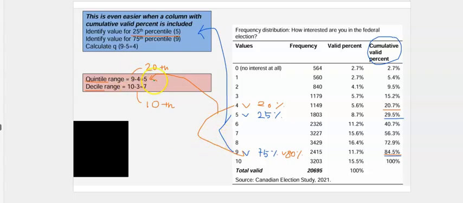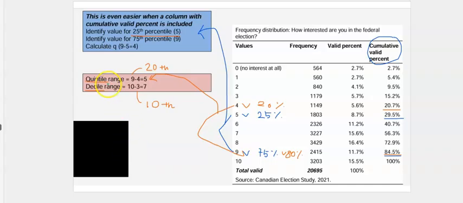And then quintile means each 20%. So 20% is here. So you will say that 4. And then the 9 is like 80%. So here is 80%. So 9 minus 4 is 5. So the quintile range will be 5. And then decile range is about 10%. So that is 10 minus 3, so it's 10, and that 3 is a 7. So 10 minus 3 is 7. So that is about tenths. You will go to the tenths.